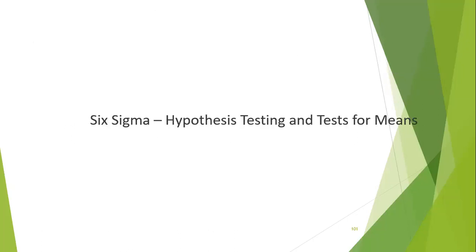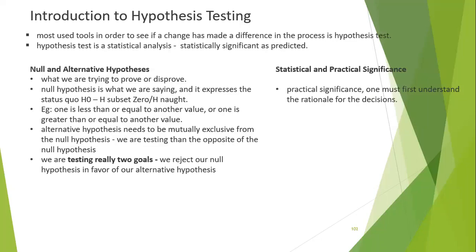Again, hypothesis testing and the test for means. Here I covered the null and alternate hypothesis. The null hypothesis we call H0, and the alternate hypothesis we call H alt. There are two ways we are calculating it. Testing really has two goals: we see whether our project favors the null hypothesis or the alternate hypothesis, and we need to cover that. This I'll put in the path.